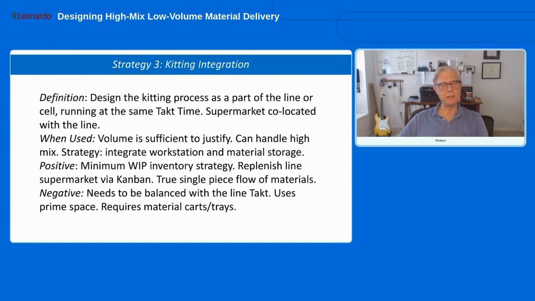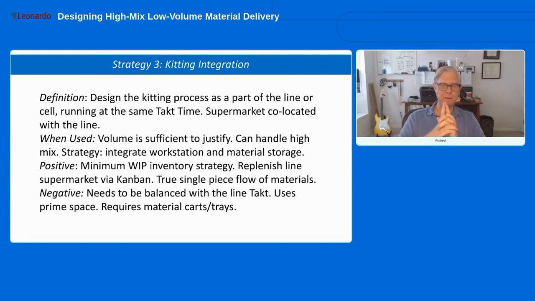Okay, so let's go to strategy number 3. This is an interesting one, and this is something that we would encourage you to take a look at closely. So the idea here is you're still creating kits, as in the previous example, but we're trying to design the kitting process to run at the same speed, so to speak, the same takt time as the customer or the consuming process, the assembly line. So we're trying to integrate the kitting with the same takt time as the workstations themselves.